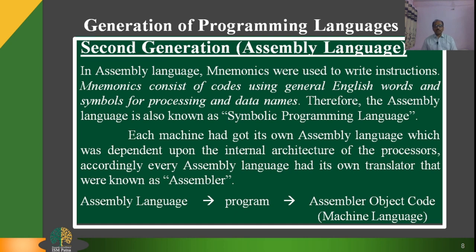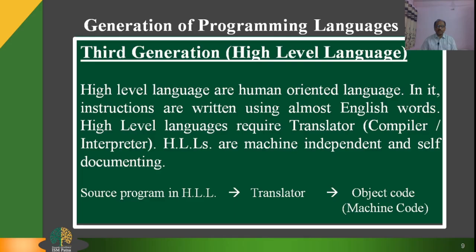So, next came the high level language, that is, the third generation language. High level languages are human oriented languages. Their instructions are given using almost English words. High level languages require a translator, just as we have discussed about the compiler and interpreter. These are called translators. High level languages are machine independent and self documenting. They are not dependent upon the machine, and are independent from hardware architecture, but they require one additional program known as a translator. So, as a translator we use either an interpreter or a compiler.